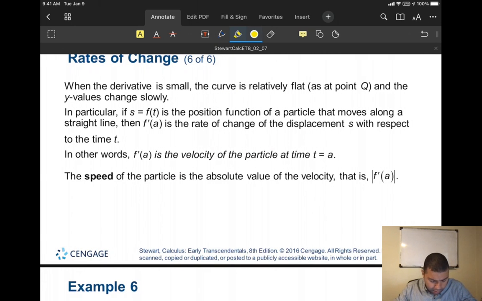And just as a matter of nomenclature again, f prime of a is the velocity when f is the position function, and the speed is going to be the absolute value of the velocity. So the speed is always positive. The velocity is going to be either positive or negative depending on where you go.